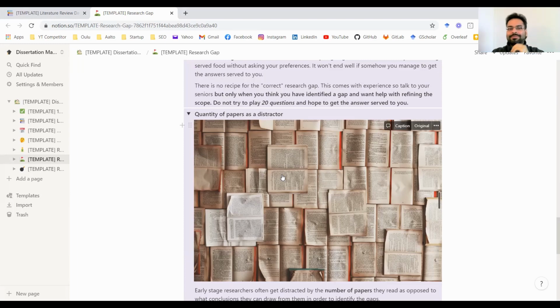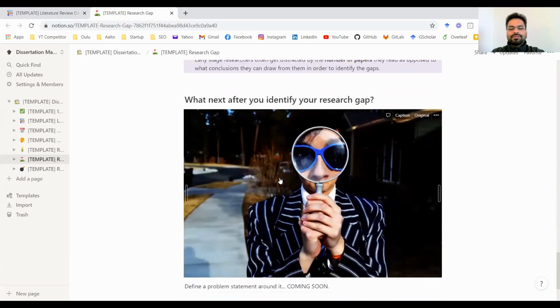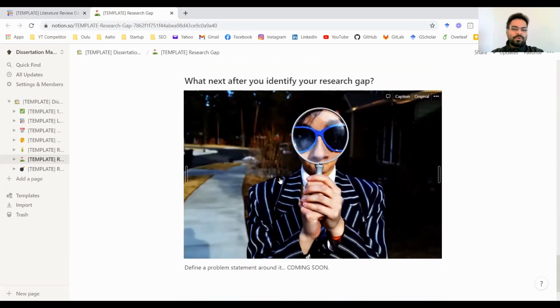It's okay if you've read 100 papers, 200 papers, 300 papers, whatever. The number does not matter as long as you're able to identify the gaps. And the more you read, the more informed decisions you can make in identifying a good research gap. So read extensively. So that was all about what is a research gap, where you can find it, different types of those, and some pitfalls to look out for.